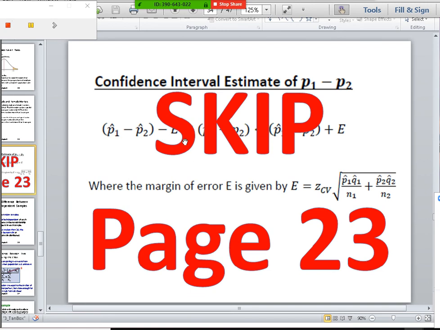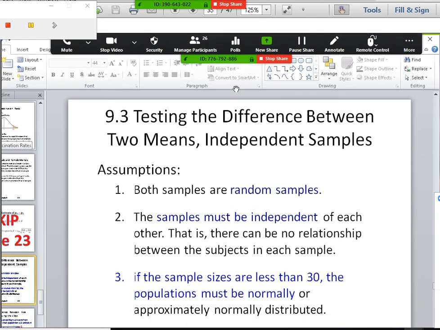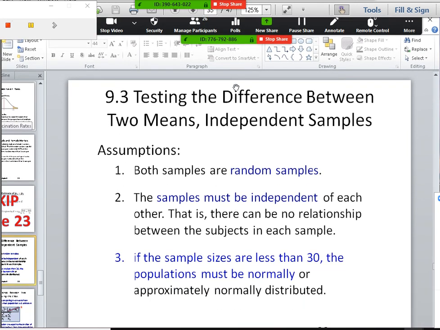Page 23, we're going to skip that. Just put an X right through there. We are not going to worry about confidence interval estimates of two proportions. The next page says, it's page 24, two population means, independent samples 9.3.